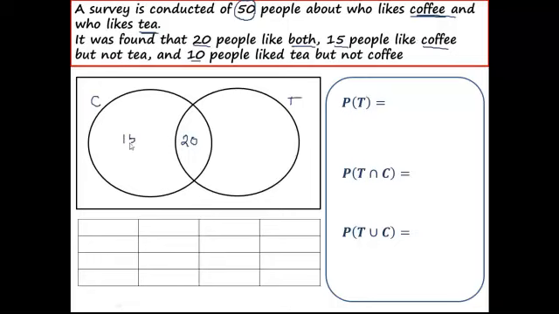So that's these 15 over here. Okay, so they like coffee, but they don't like tea, so they're not in the tea circle. And then it says 10 people liked tea, but not coffee. So 10 people like tea, but not coffee.